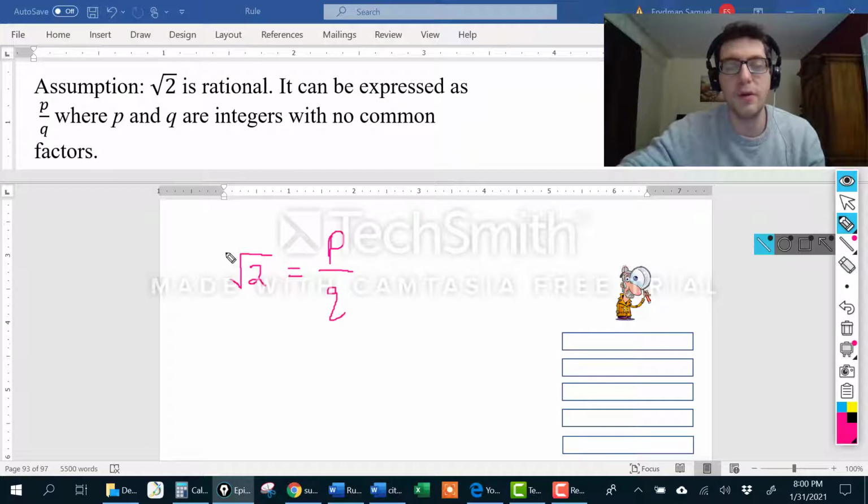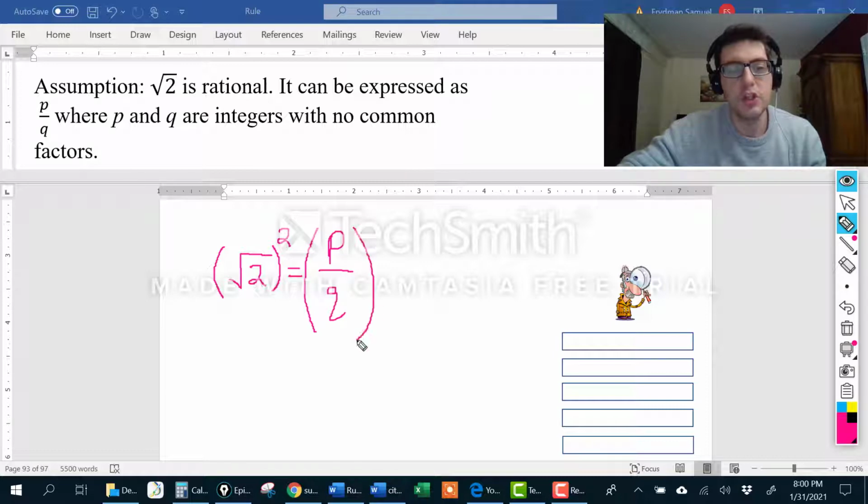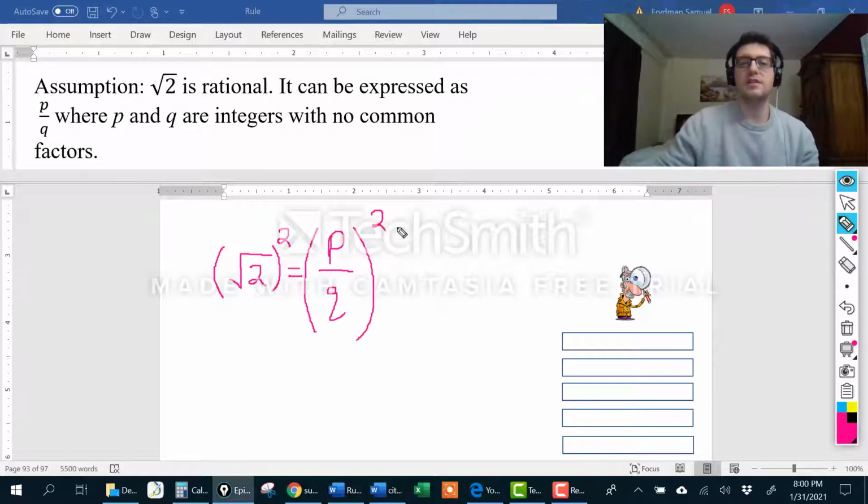Now, here's the next step in the proof: we're going to square both sides. So remember, if two sides of an equation are equal to each other, and I do the same thing to both sides of the equation, then the result must still be a true statement.